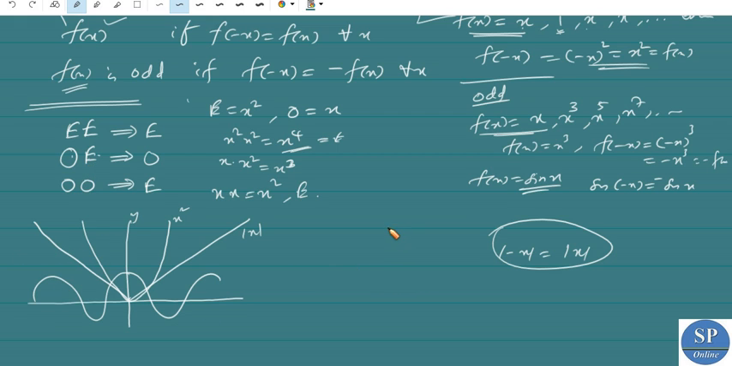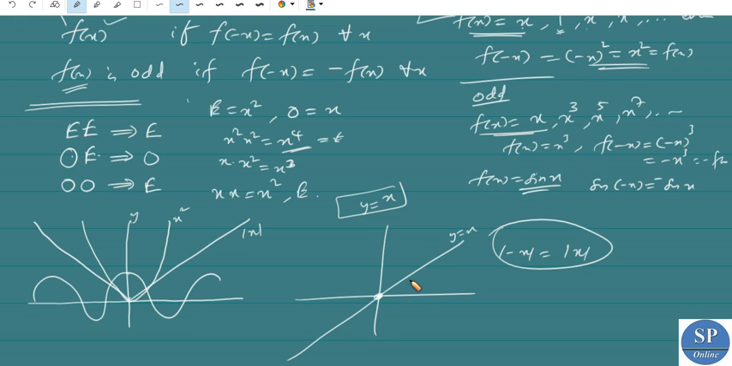Now what about the graph of an odd function? The graph of an odd function is symmetric about the origin. For example, f of x equal to x is an odd function. So the graph of the function, we know this. Okay, this is y equal to x.